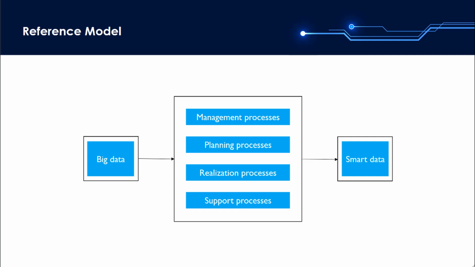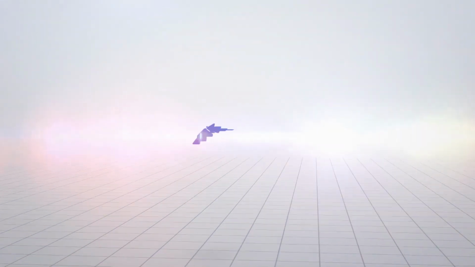Once the planning process and management process are in place, we apply the realization process, which includes collection, integration, filtering, enrichment, and analysis. Once this process is executed, which is a part of realization processes, we get the smart data. After this, we need to plan the support process. Support process here refers to the storing of data, quality, and security.